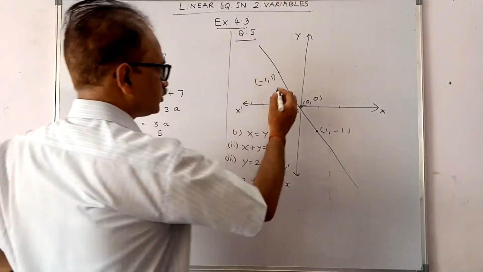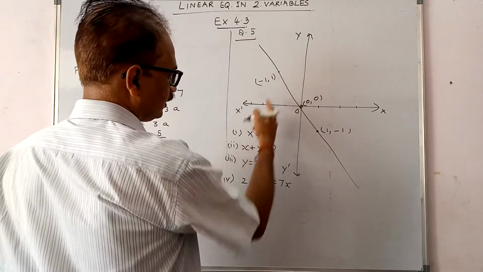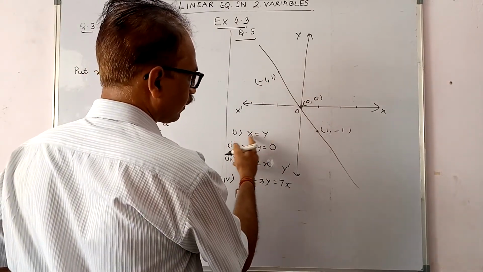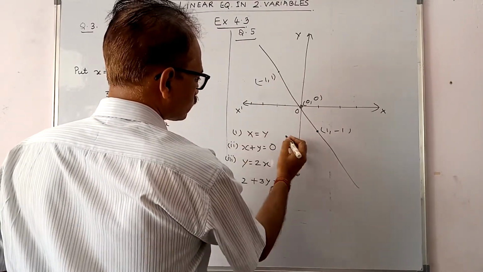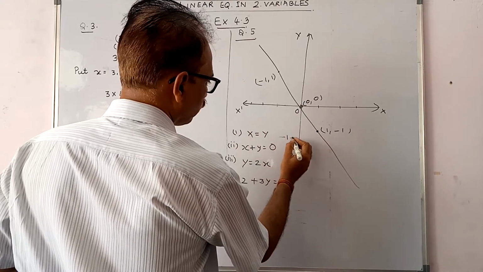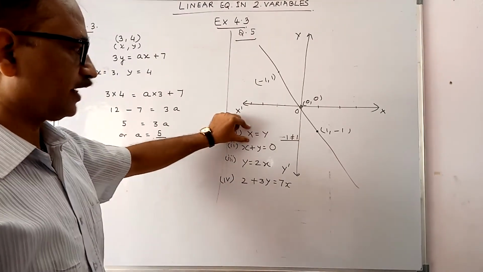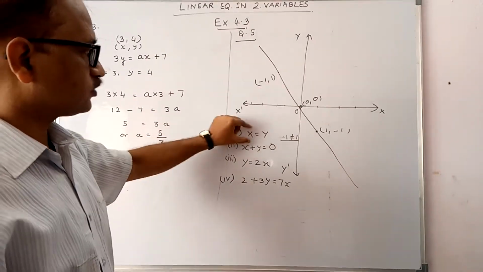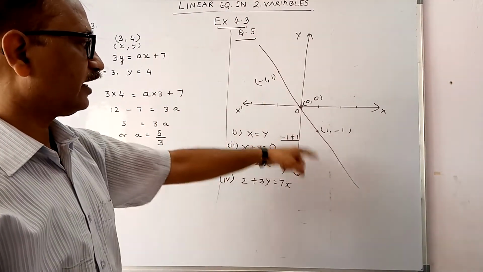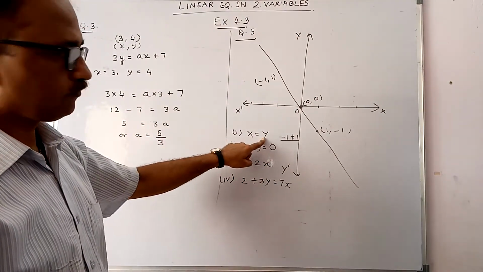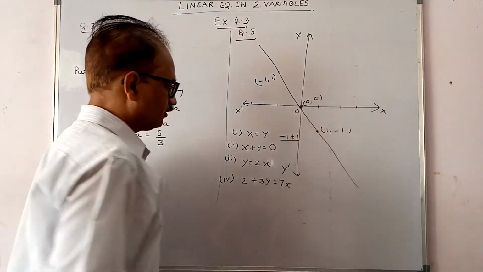Now the first point, which is here, is (-1, 1). If you put it in this equation, x = y, you will get x is -1 and y is 1. So -1 is not equal to 1. You see, this point does not lie on this line. This means this given line is not x = y, because -1 is not equal to +1.